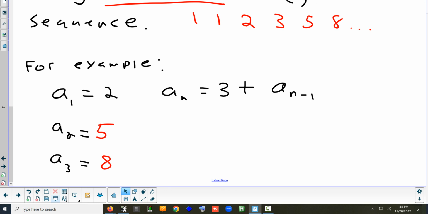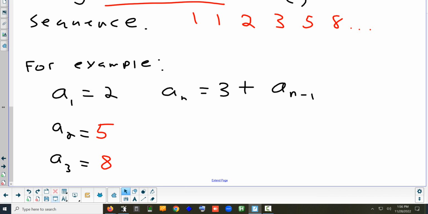Okay, so that's recursive. Again, not that easy. If I said, okay, what's the 50th term? We want a better way than adding 3 a bunch of times. But for small values, it's okay. Any questions on this one?